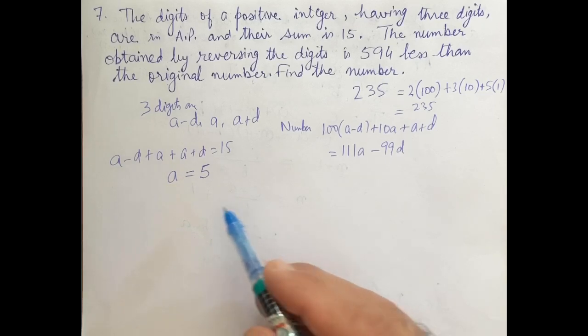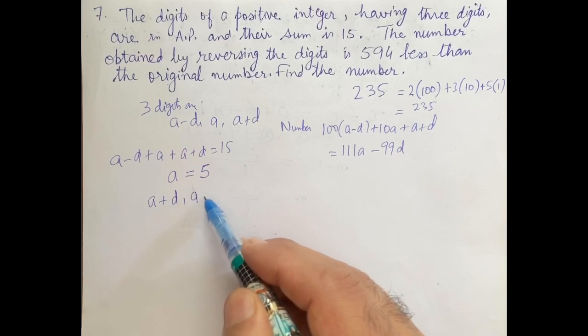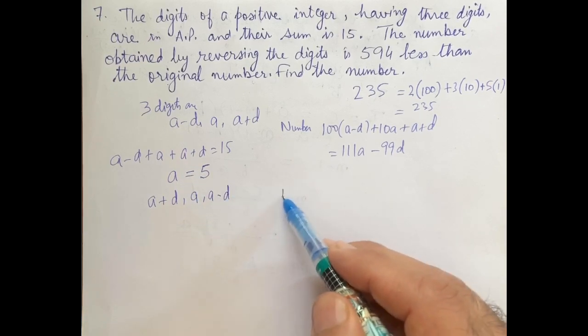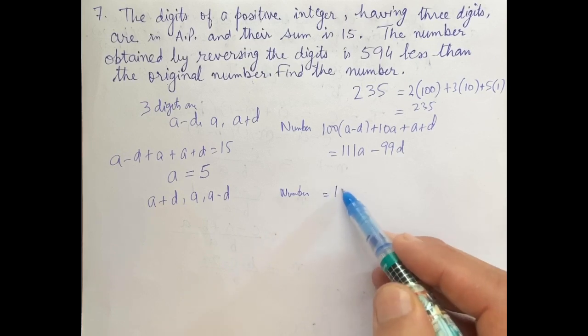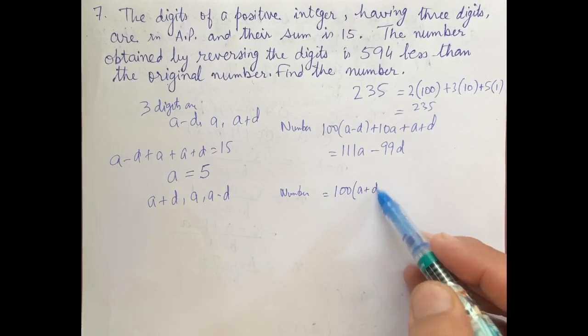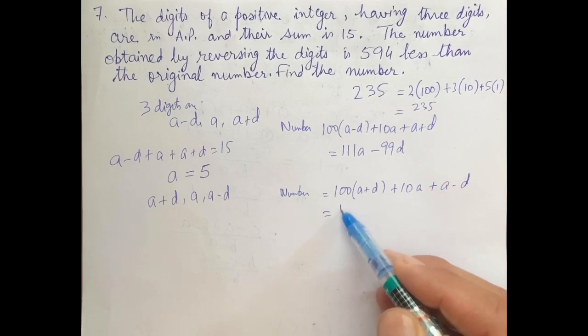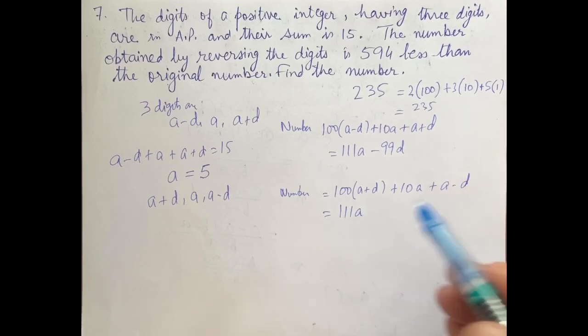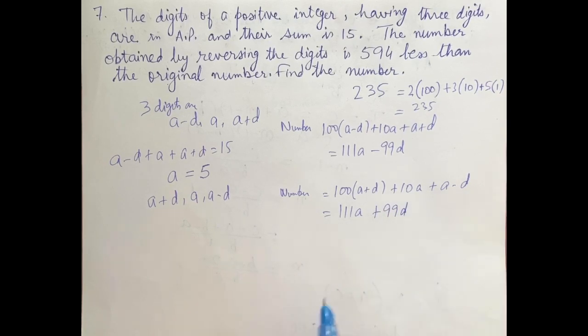Okay, next, now we reverse the digits. We have a plus d, a and a minus d. So what is the number on reversal? This is 100 into a plus d plus 10 into a plus a minus d. This is again 111a, but now it will be plus 99d.